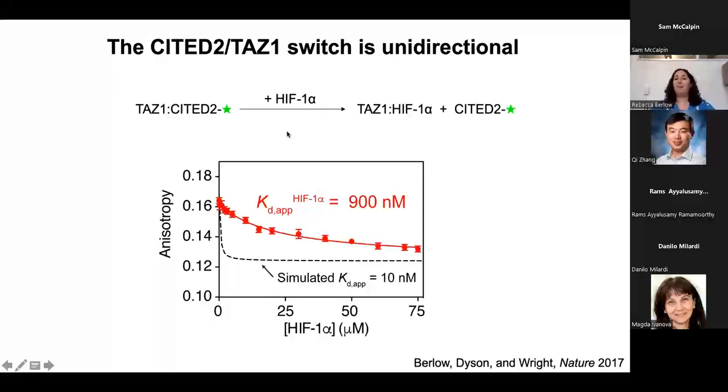And this is where we really started to understand what might be happening, because we saw an apparent unidirectionality in these experiments, where if we try to add in HIF1 alpha to displace the pre-bound Cyto2 from its complex with TAS1, what we see is that we require very, very high concentrations of HIF1 alpha to do so. And we can measure a KD apparent now that is shifted from the expected 10 nanomolar all the way to 900 nanomolar. And so this really reveals that HIF1 alpha is easily displaced by Cyto2, but once Cyto2 is bound to TAS1, HIF1 alpha is not as easily able to displace it.